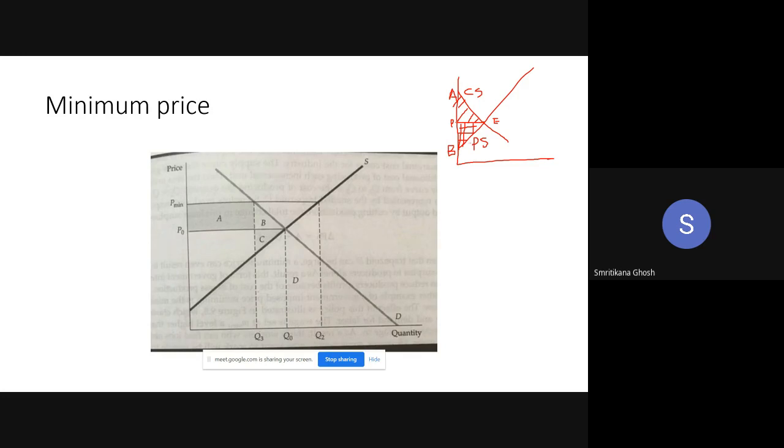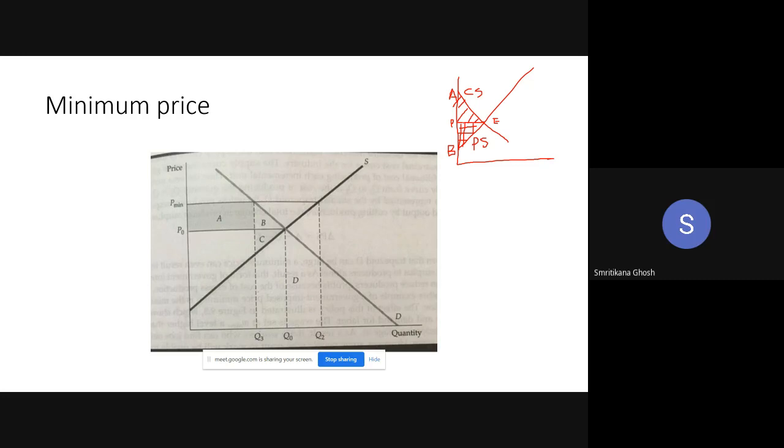Now, based on this concept, we are going to find out if there is any such intervention like price flooring, price ceiling, or tax, how consumer surplus and producer surplus are affected. Obviously, it will be affected, but how much? To what extent? That we are going to discuss here. My voice is clear to you?